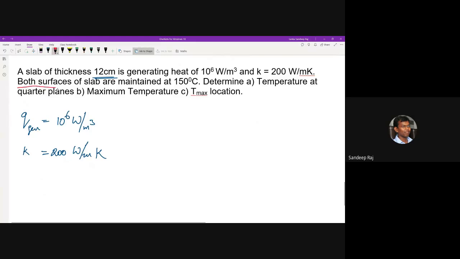See, this is the key thing here. What he is saying is that both the surfaces of the slab are maintained at 150 degrees centigrade. This "both surfaces" is very much important to consider here. See, he is not considering just the symmetric boundary condition. He is saying that whatever the wall that is there here, on this side it is 150 degrees centigrade. On this side also it is 150 degrees centigrade. Okay, what is the meaning of this?